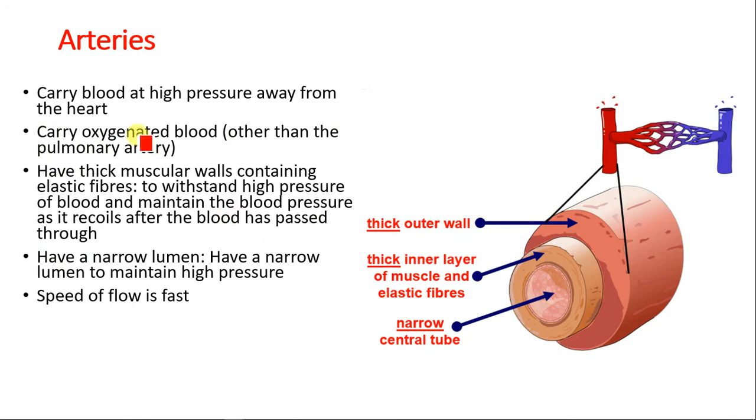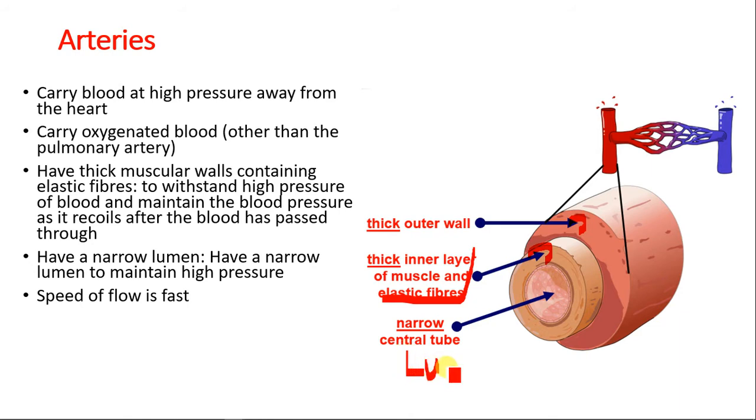Arteries carry blood at high pressure away from the heart. They carry oxygenated blood, so all arteries carry oxygenated blood except the pulmonary arteries. They have a thick muscular wall containing elastic fiber. You can see it has a thick outer wall and a thick inner wall of muscles with elastic fiber. However, it has a narrow central tube, which is called a narrow lumen.